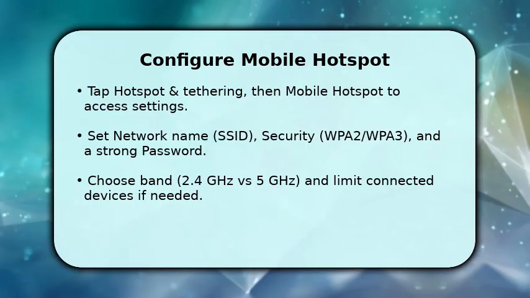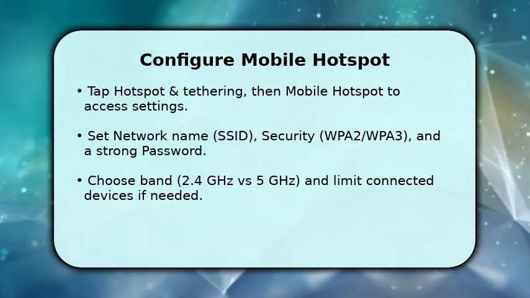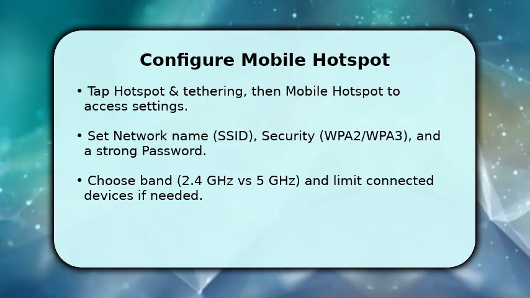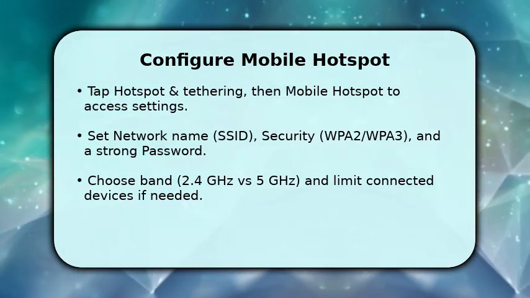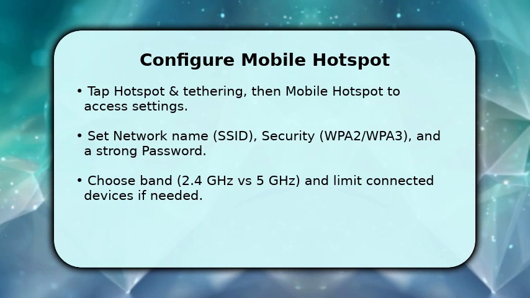2.4 GHz for range, 5 GHz for speed, based on your devices. Also, set a device limit to avoid unexpected data use. These choices control who connects and how fast, so take a moment to optimize.